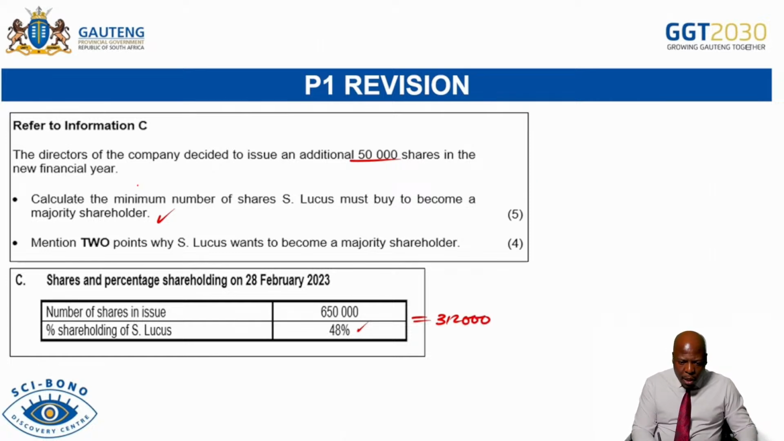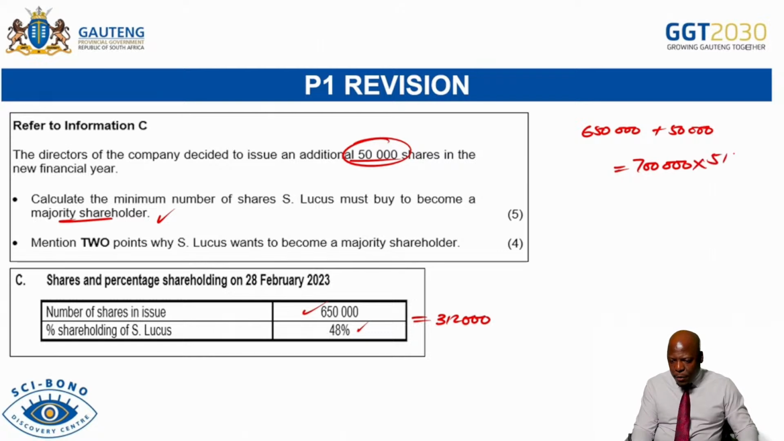And now, if the company issues 50,000 more shares in the financial year, remember they have 650,000, so it's going to be 650,000 plus the 50,000. That's going to give us now how much? That's going to give us 700,000. So of the 700,000 shares, if he is to become a majority shareholder, remember he has to hold 51%. Okay, I know there's the 50 plus 1, but for the sake of this class, to make it easy for you in the exam, I would recommend that you use 51%.